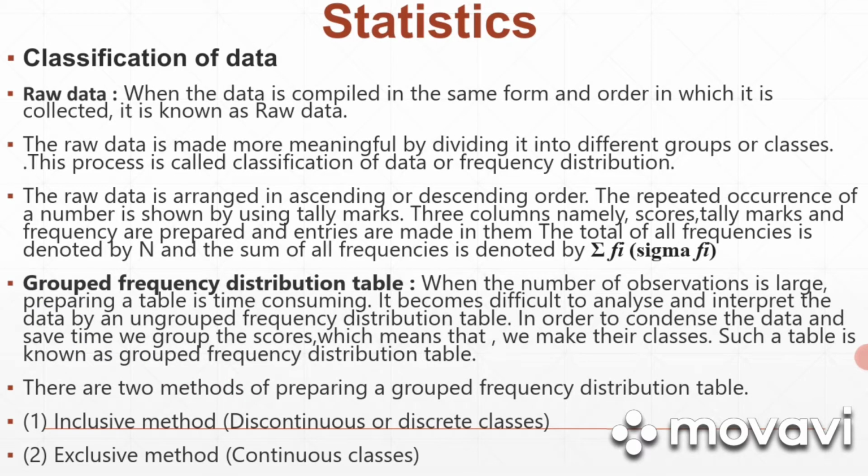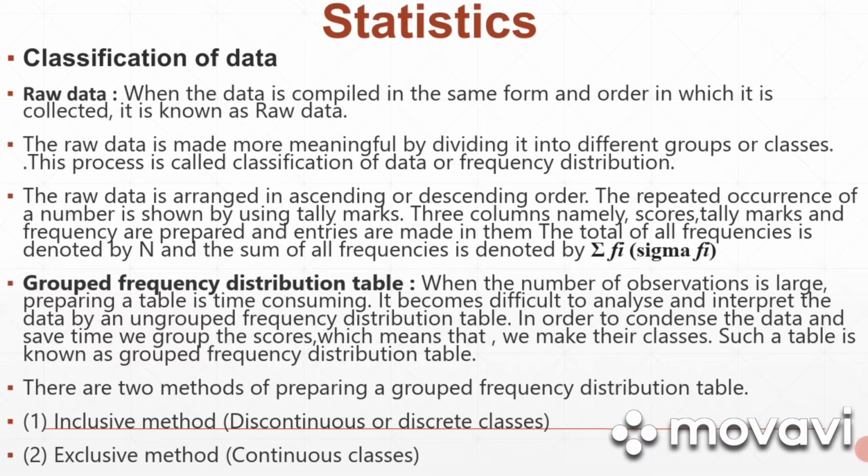Classification of data. Raw data. When the data is compiled in the same form and order in which it is collected, it is known as raw data. The raw data is made more meaningful by dividing it into different groups or classes. This process is called classification of data or frequency distribution.